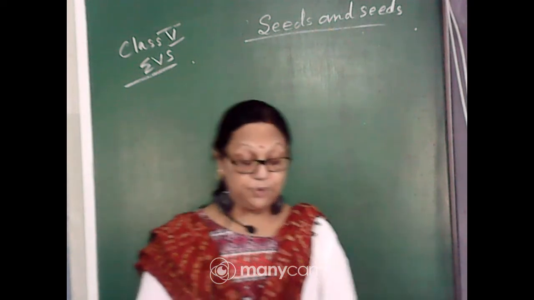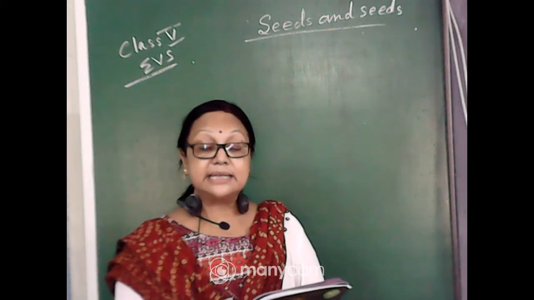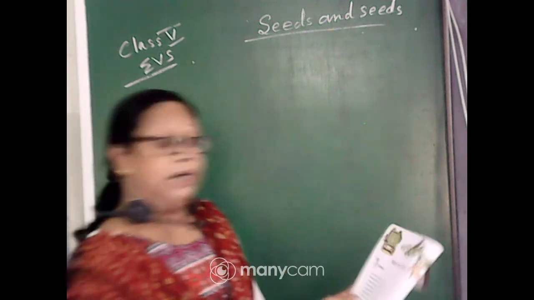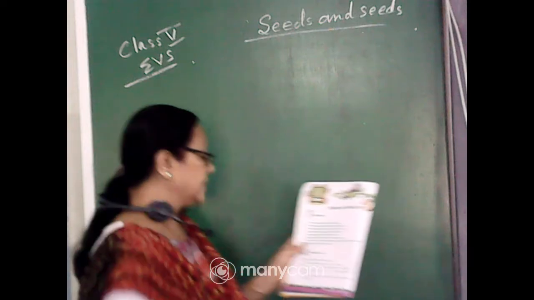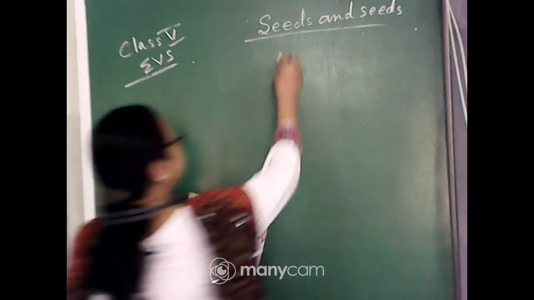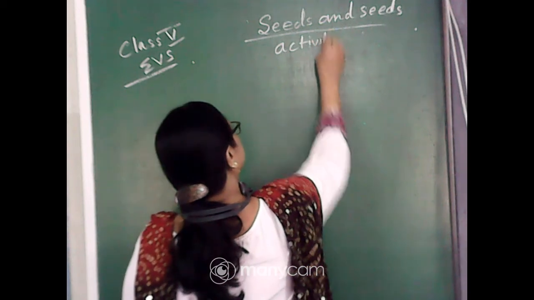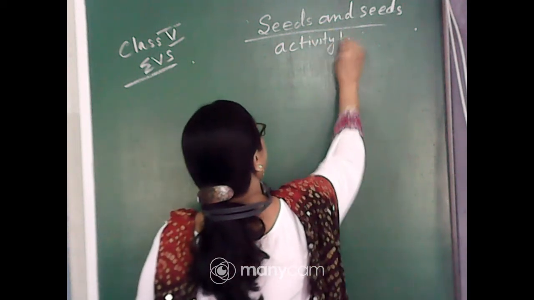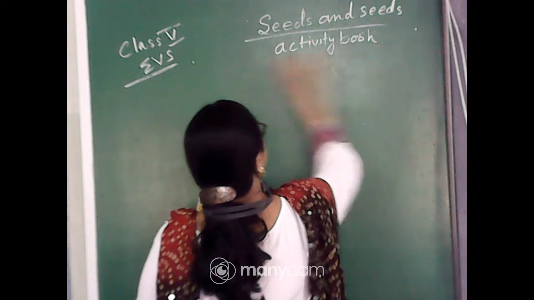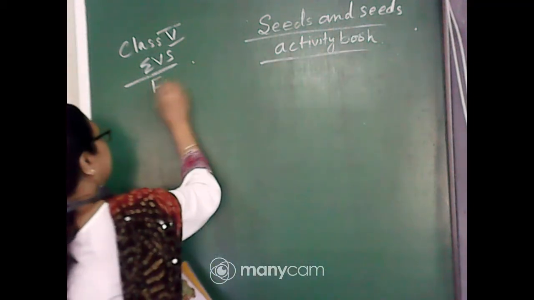Okay. So page number 18, Cs and Cs. So the first part is fill in the blanks with the correct word. Activity book. Fill in the blanks.